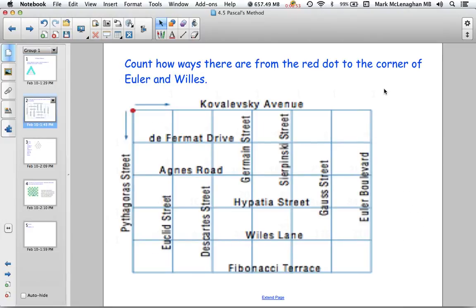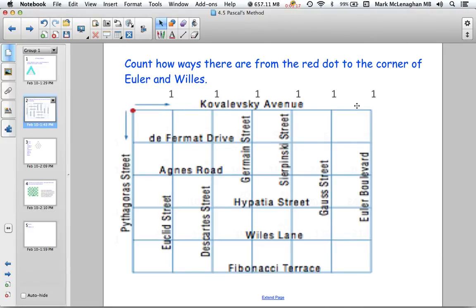Alright, so here we have the street map of Mathematicalville. All these people are various members of mathematical history. Okay, so today we're going to go from the red dot down to the corner of Euler and Willis. We're over here. Okay, how do we do this? So we can use Pascal's triangle.